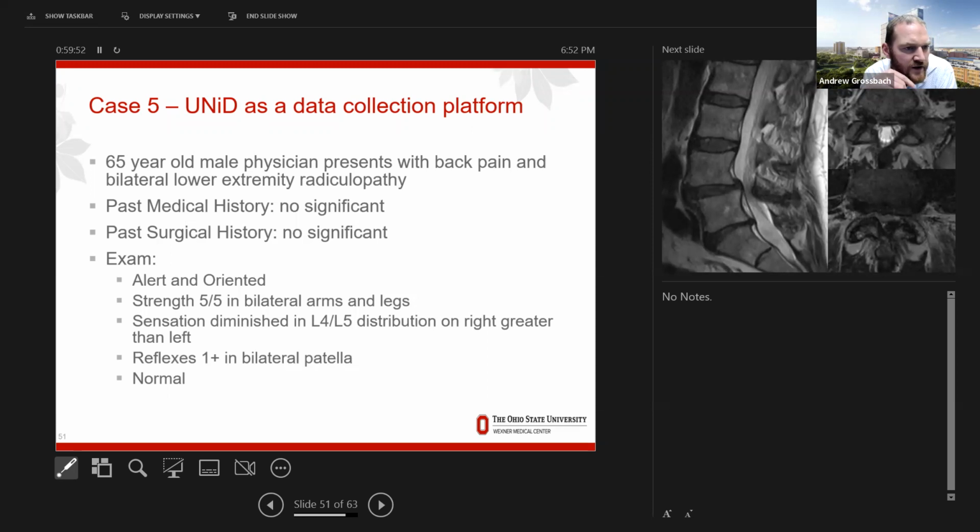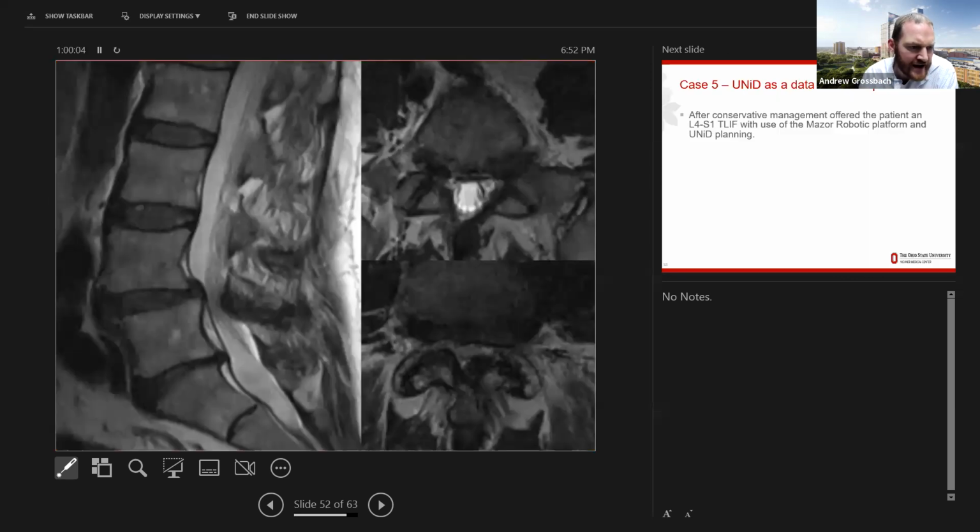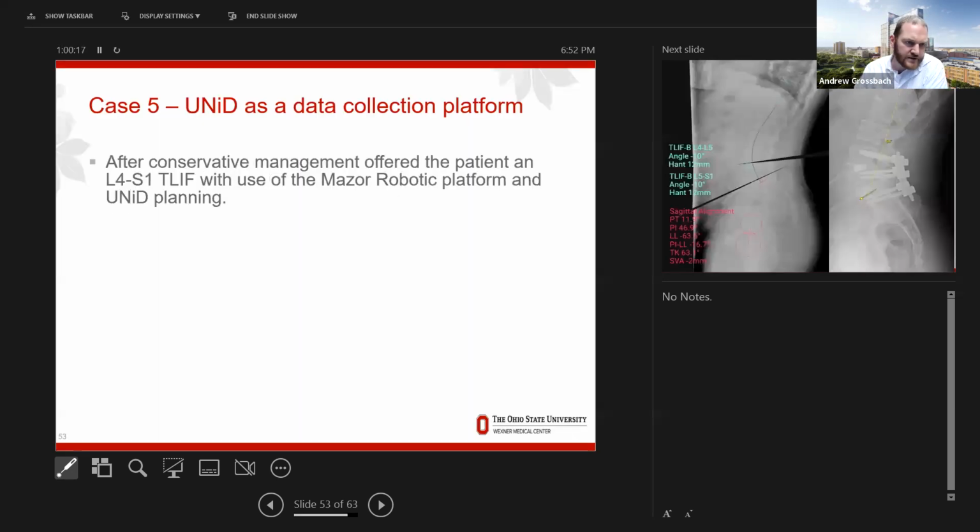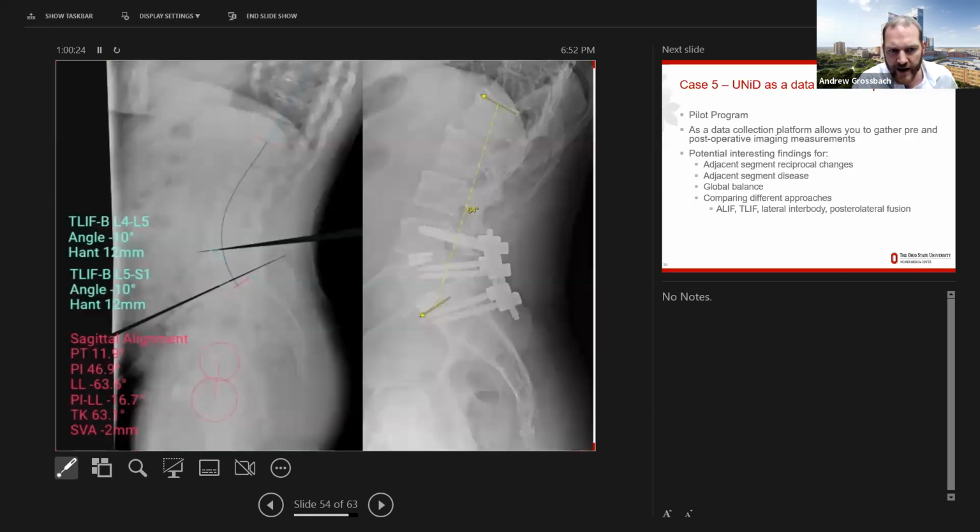So this is a 65-year-old physician, presents with back pain, bilateral lower extremity radiculopathy, no significant past medical or surgical history, has some diminished sensation, but is otherwise intact. And here's his x-rays. So he's got a low-grade spondy, central canal, lateral recess, foraminal stenosis, some degenerative disc disease and disc-based collapse foraminal stenosis at L5-S1. After conservative management, we offered him an L4-S1 TLIF using the Mazor robotic platform and unit planning.